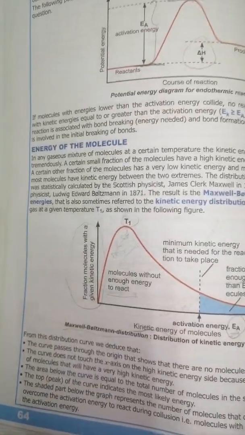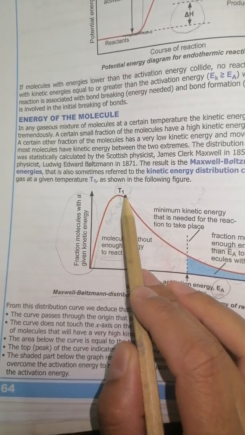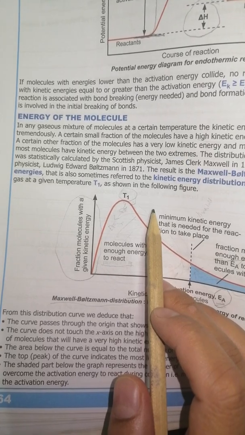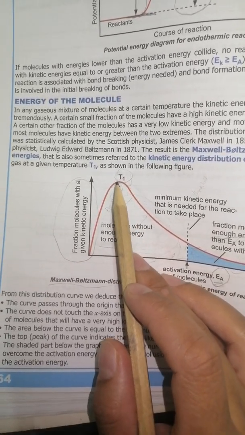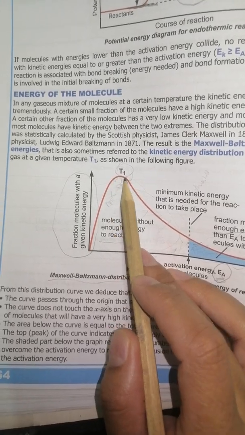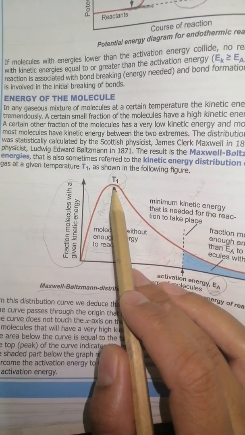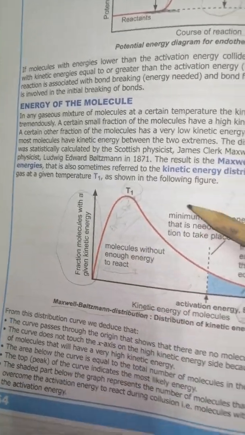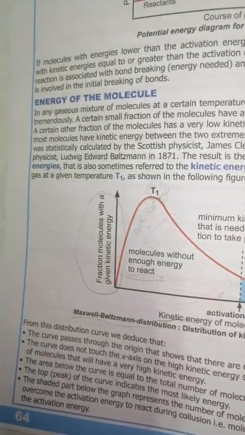Okay, another thing to know is the peak of the graph, which is at T1, the highest part of the graph. This corresponds to the average kinetic energy of the molecules in that system, which means that because it's a peak, most of the molecules in the system will have this energy, which corresponds to T1. And in this case, it just happens that most of the molecules at T1 will not take part in the reaction.